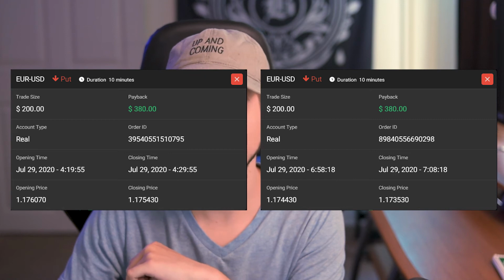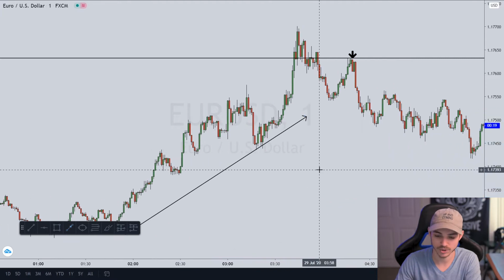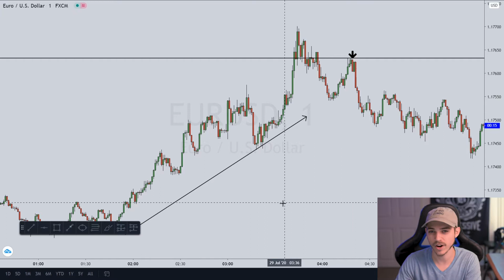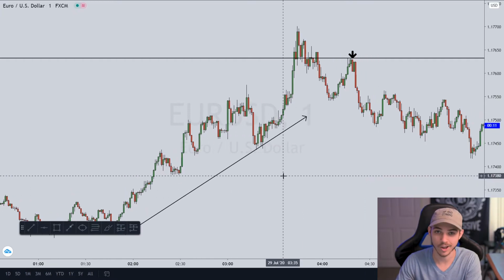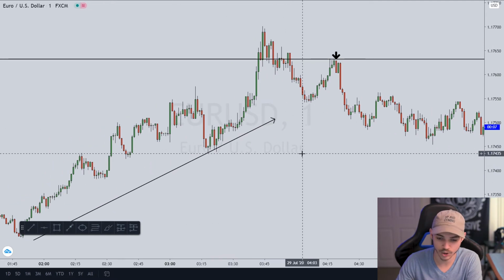Today we're looking at two trades that I took on Euro USD earlier this morning. So if we look into the past, we can see that it's pretty easy to see that price was trending up, right? We're producing higher highs and higher lows. So this is a very easy way to identify that price is moving in an uptrend, along with the fact that it's just moving up in general. So very easy to identify.